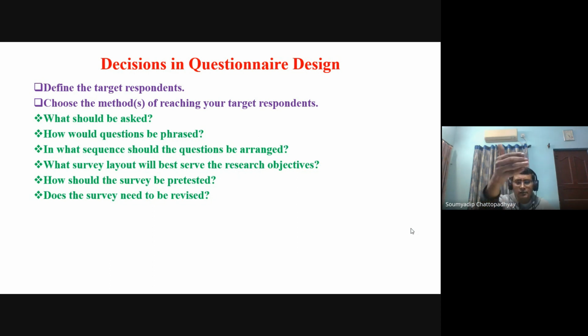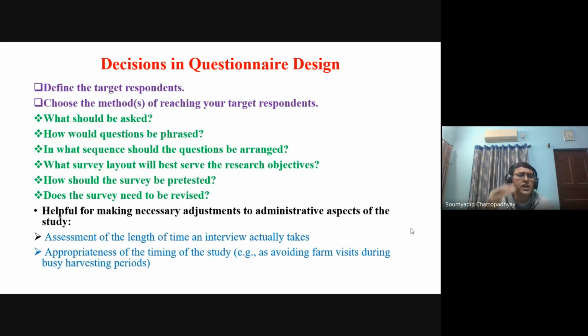Now, although all of these aspects are crucially important for designing any questionnaire, as a researcher we need to deal very seriously with each and every one of these different aspects. If we can do this, it will be helpful for us to make necessary adjustments to administrative aspects of the study. For example, it will help us assess the length of time an interview actually takes, and also decide on the appropriateness of the timing of the study.